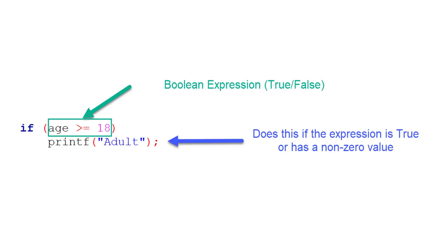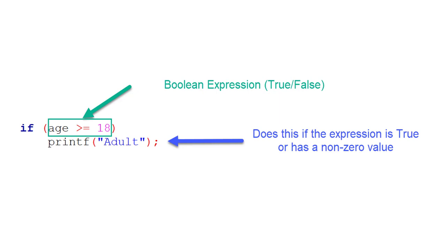So you're basically reading it like this. If age is greater than or equal to 18, print adult. Now you'll notice the print adult happens if the expression is true, or if the expression has what we call a non-zero value. So let's go back and think about that for just a second. If the Boolean expression is true, don't forget, that's a value of 1.